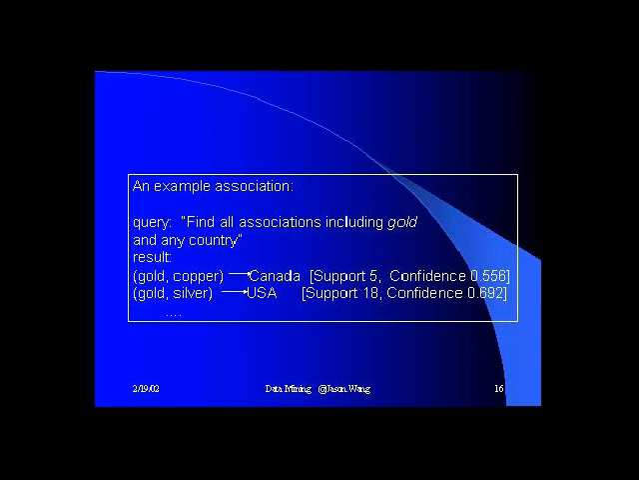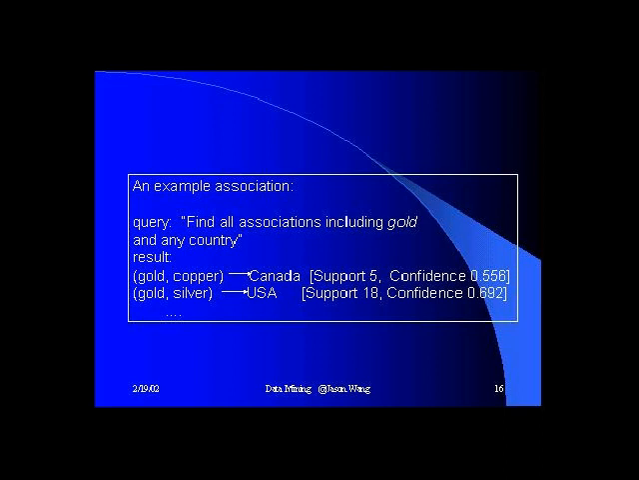The confidence for this rule is 55.6%. Okay? That means 55.6% of documents that contain gold and copper also contain the keyword Canada. Gold, silver implies USA. The confidence is 69.2%. That's what we discover from a collection of documents.